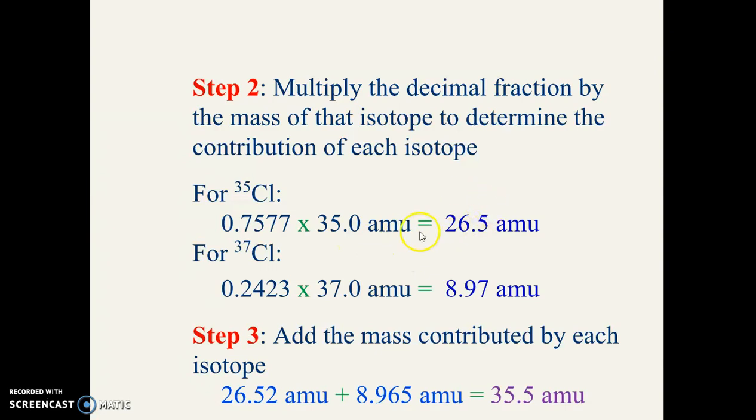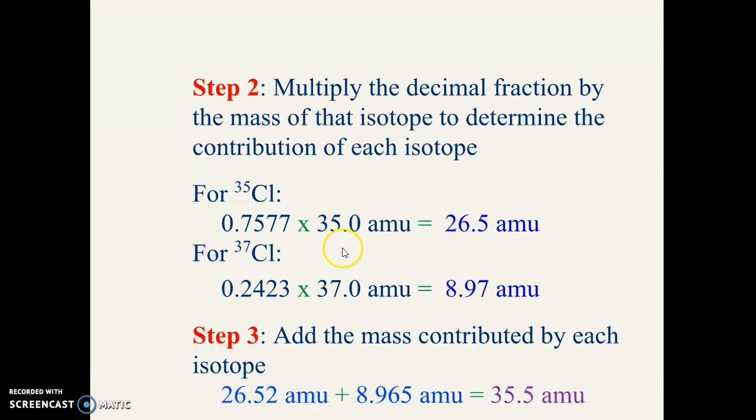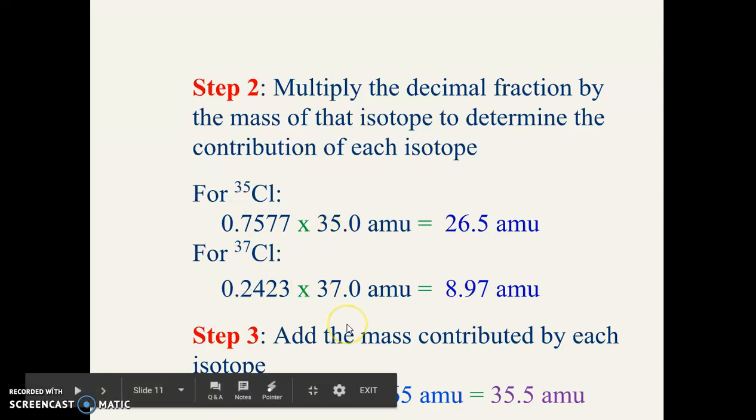So that means out of the total mass, 26.5 AMUs of it is going to come from this amount of chlorine. And I take 0.24 times 37, and I get this to have a mass of 8.97. I get this to have a weight of 8.97. So what this is showing me is if I wanted to do a regular average, this would have been 50% and that would have been 50%. That's why I can add them up and divide by 2.